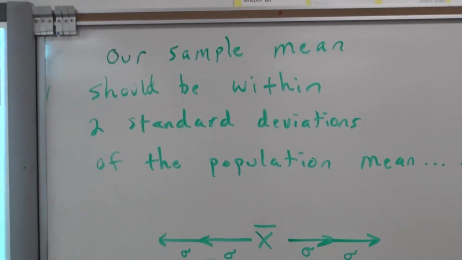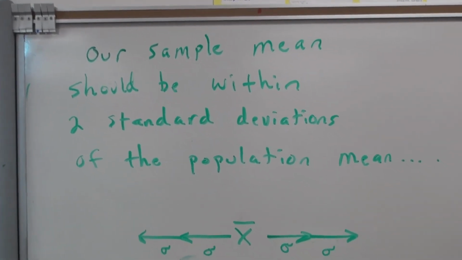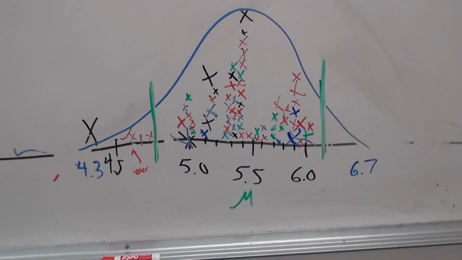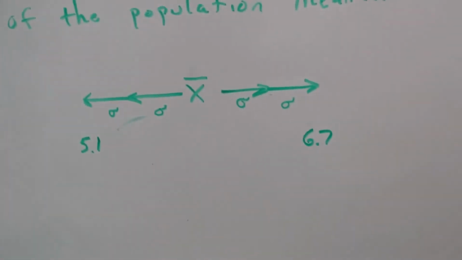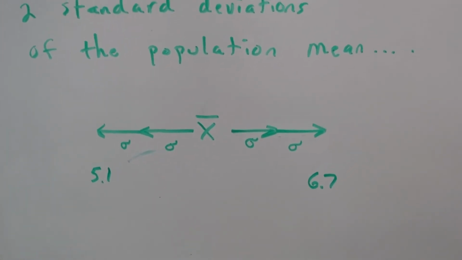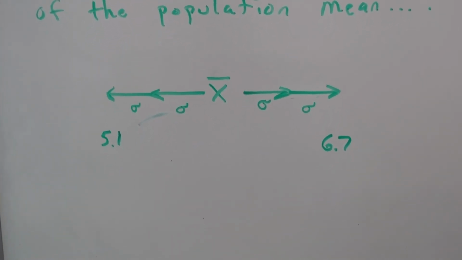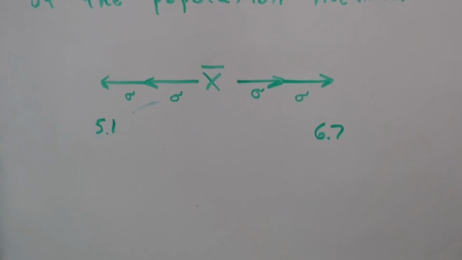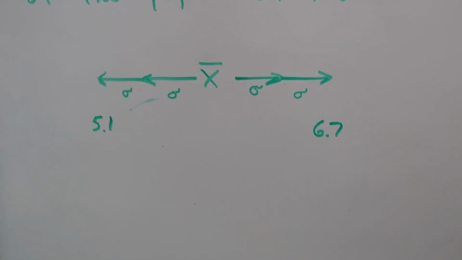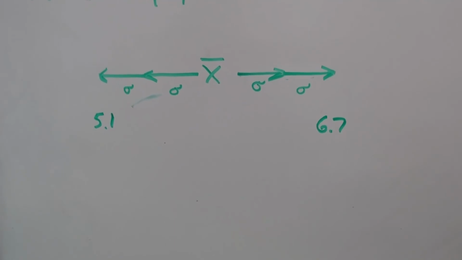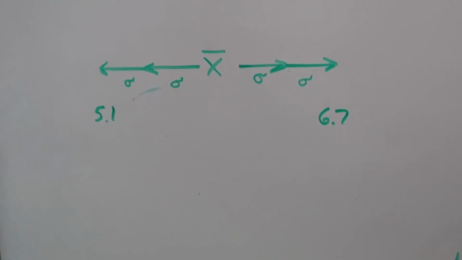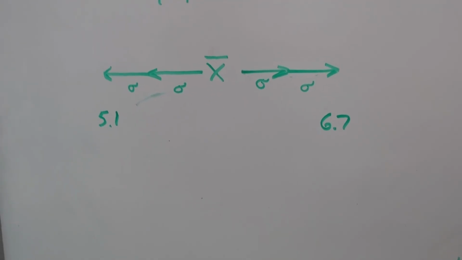Check this out. If our sample mean should be within 2 standard deviations of the population mean, because the population mean's in the middle and our sample mean should be within 2, then it stands to reason that the true population mean is within 2 standard deviations either way from our sample mean. So if we had 2 standard deviations, we get 5.1 to 6.7. And this, you guys, is what we're going to be doing when we're constructing confidence intervals to estimate where the true unknown mean would be.